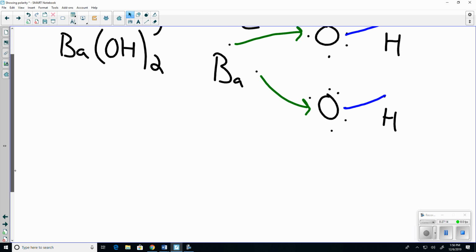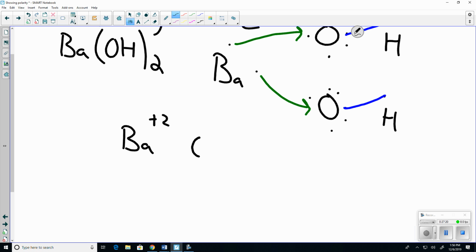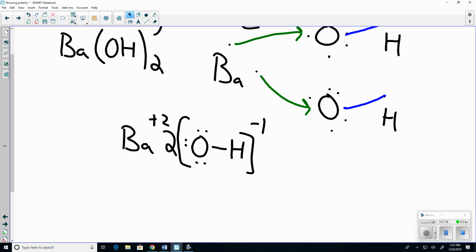So my final answer for this one, that barium is a +2. Oxygen bonded to hydrogen. Remember, this is a -1 because it gained 1 electron. And then either you could draw a second OH or put a big 2 in front of it like we've done for ionic things in the past.